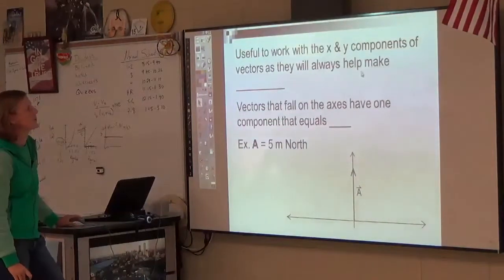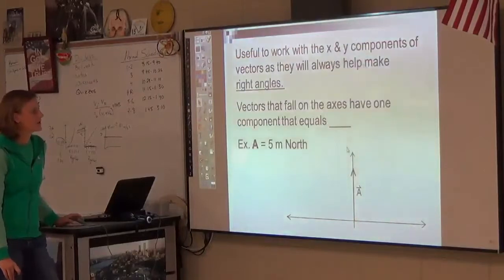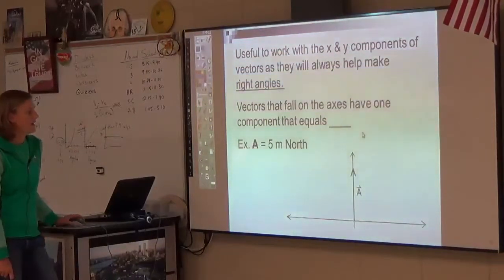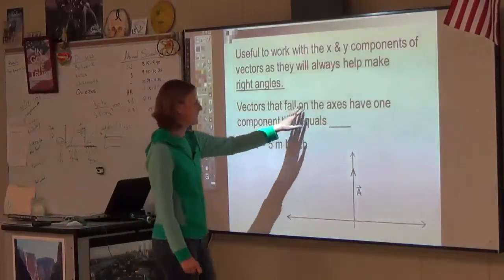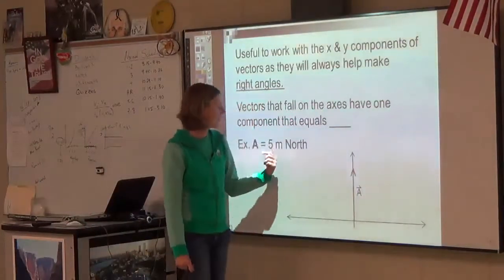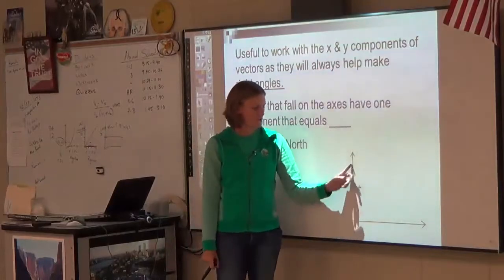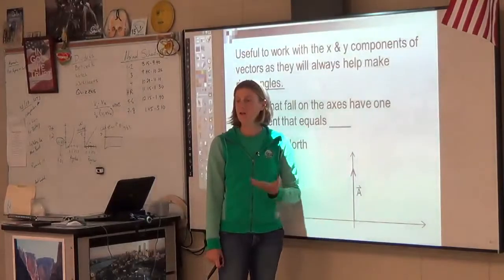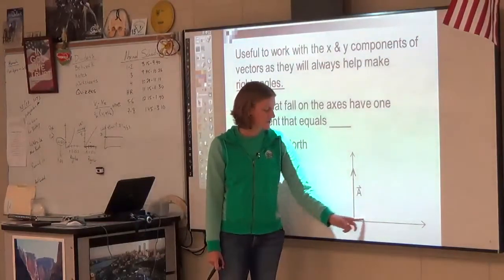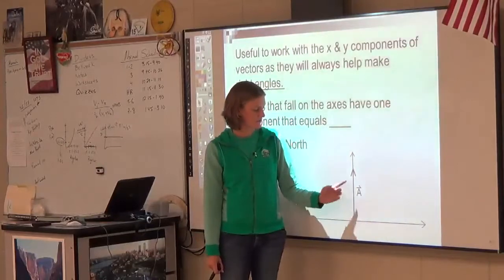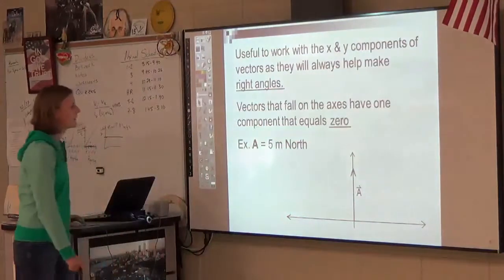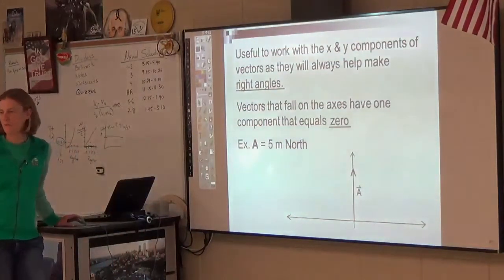Okay, so of course it's useful to work with the x and y components because they will make right angles. And vectors that fall on one of the axes, like this one right here, 5 meters north. What would you say Ax is? Yeah, it would be nothing, because the x component is how far left or right do you go? Well, you don't. It's just straight up. So you can have components that equal 0. And we like it when components equal 0. That makes it a lot easier.